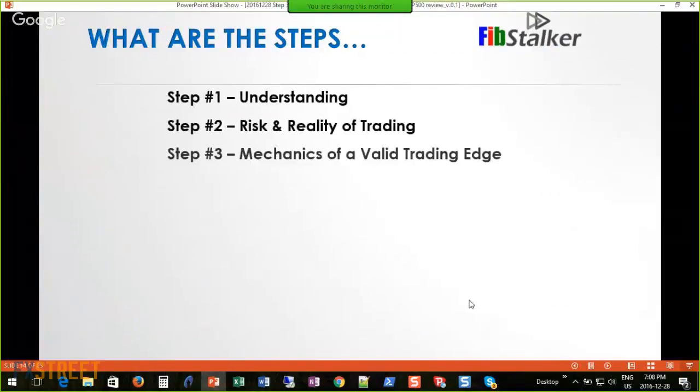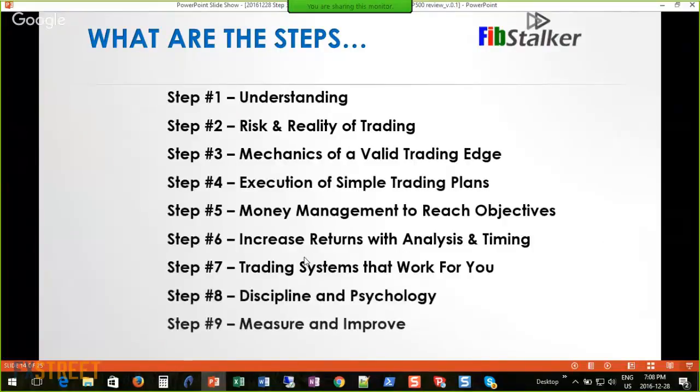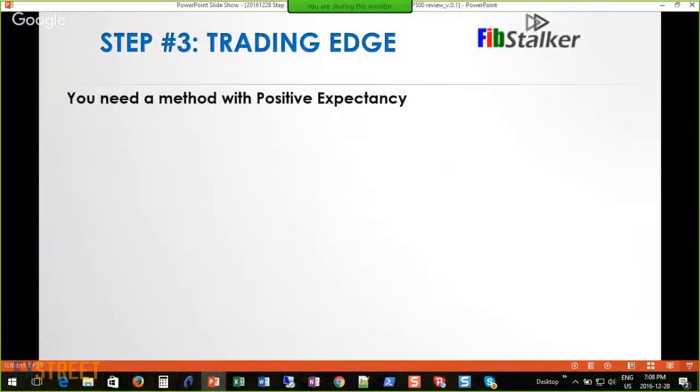So these are the steps. Today we're going to cover number 3. As you know, there are 10 steps, and number 3 is the mechanics of a valid trading edge. So let's look at what a trading edge is. Well, a trading edge is no more than the method that you use to identify setups that you want to trade.